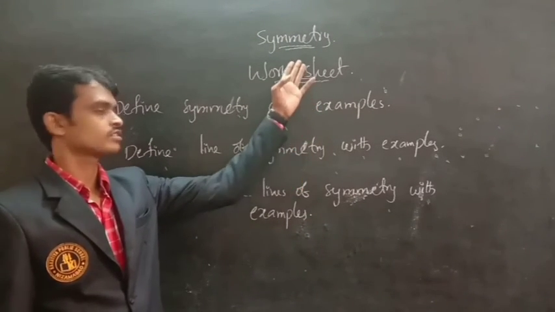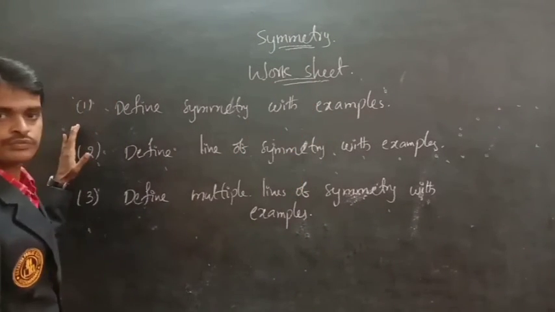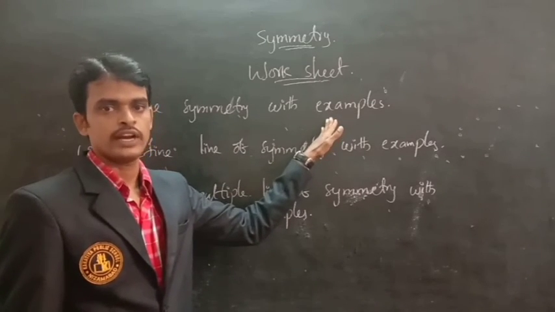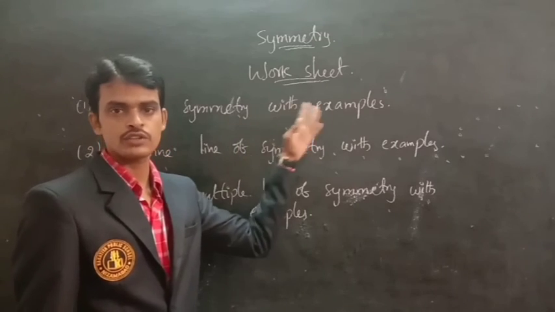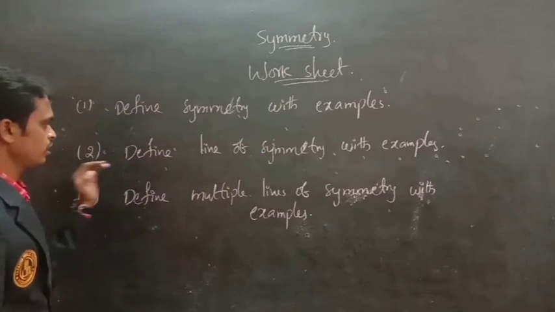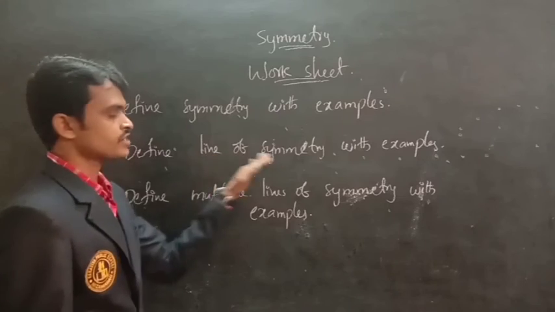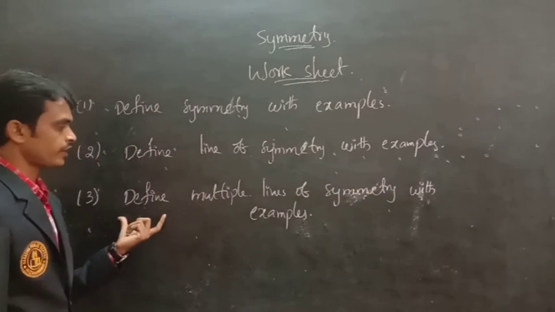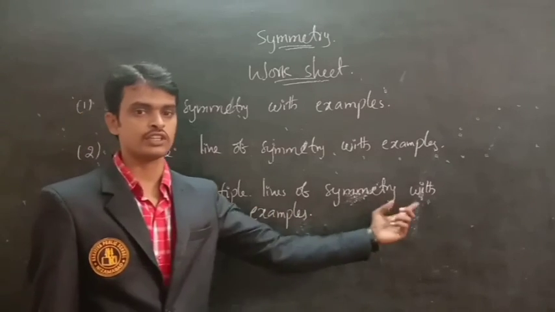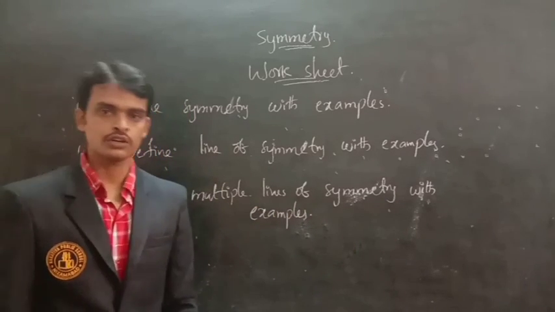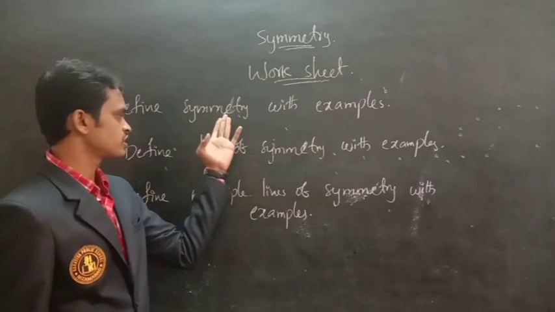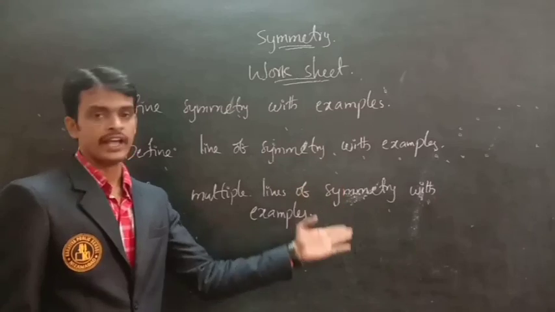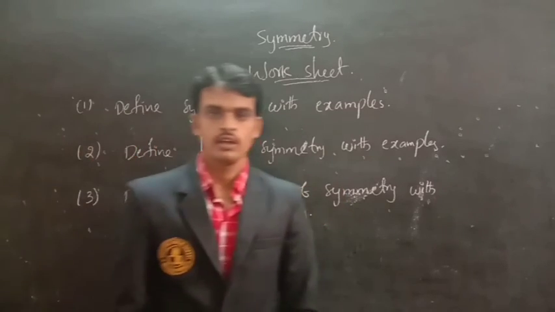Homework problems on symmetry. First one, define symmetry with example. So write the definition of symmetry and give some examples. Second one, define line of symmetry with examples. And third one, define multiple lines of symmetry with examples. So you should write the definitions of symmetry, line of symmetry and multiple lines of symmetry with examples. Thank you.